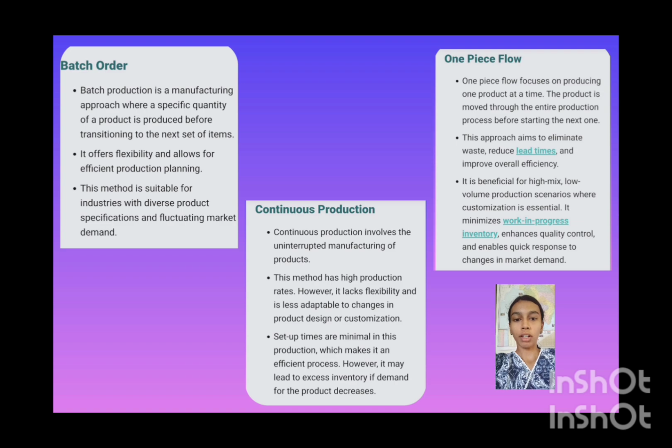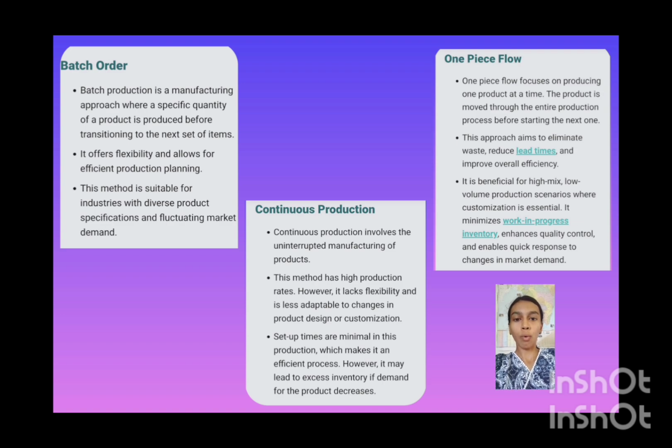Continuous production. Continuous production involves the uninterrupted manufacturing of products. This method has high production rates. However, it lacks flexibility and is less adaptable to changes in product design or customization. Setup times are minimal in this production, which makes it an efficient process. However, it may lead to excess inventory if demand for the product decreases.